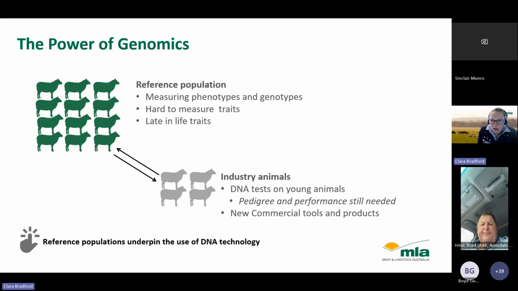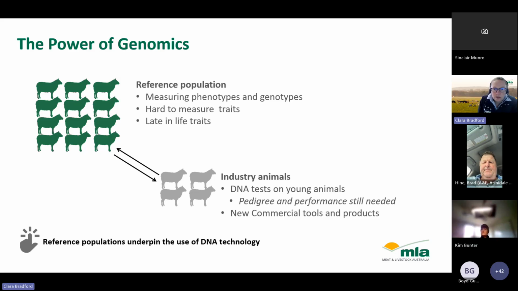It also gives further down the supply chain better opportunity to understand the variation that exists within animals and what's genetically possible. And it also enables us to have new tools or products, particularly for commercial producers or commercial animals such as steers and heifers.